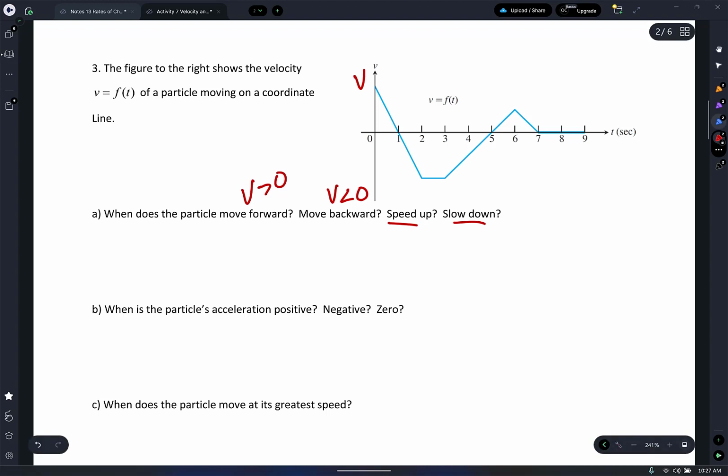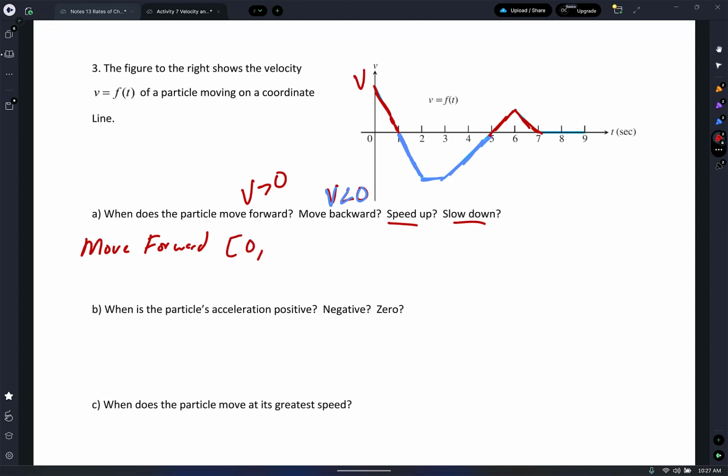All right, so maybe, should I color code these? Yes, okay. So I'm going to use sky blue for negative, which is almost the same color as that. And I'm going to use red for positive. All right, so I am moving positive, so moving forward, so I'm going to write move forward. I'm moving forward from 0 to 1. And again, I'm trying to think if I should use a parenthesis or a bracket. Because right at 1, I'm changing signs.